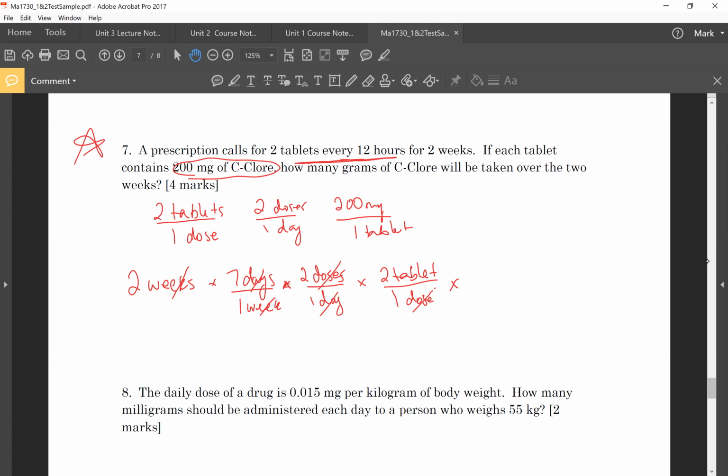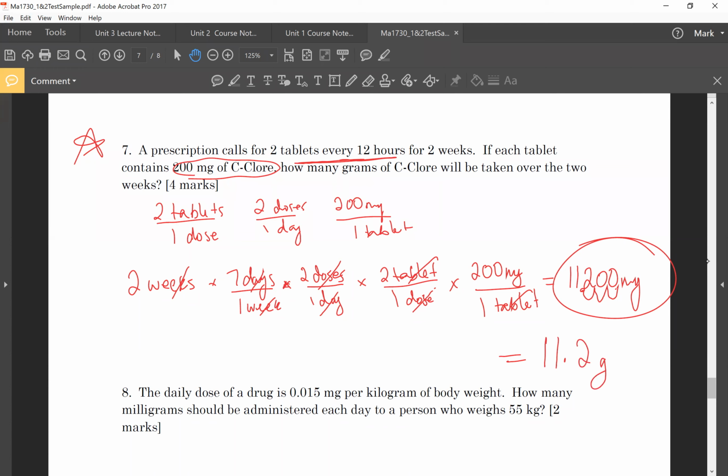But I can do one more thing here. I know that every tablet is 200 milligrams. Let's get the answer here before I do the next part. So 2 times 7 times 2 times 2 times 200, and they're going to be taking 11,200 milligrams. Now, I need to change that to grams. So I move the decimal place 1, 2, 3 places back, and I get my answer as 11.2 grams.